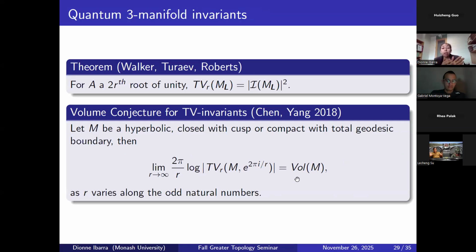But then later on, it was extended. The Turaev-Viro invariants definition was extended to closed manifolds with cusps and also compact manifolds with totally geodesic boundary. And then Chen and Yang proposed a volume conjecture for Turaev-Viro invariants. So that is this one here, that the limit of the growth rate is equal to the volume. In here, though, r must vary along odd natural numbers.